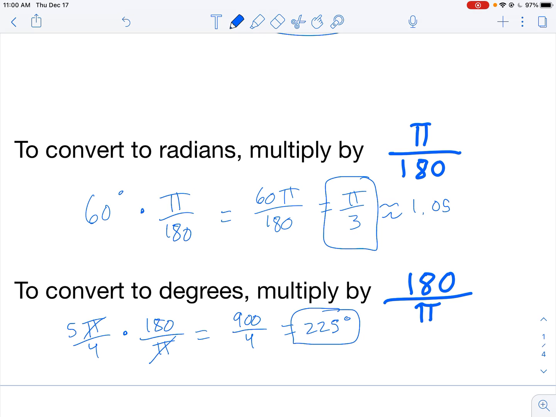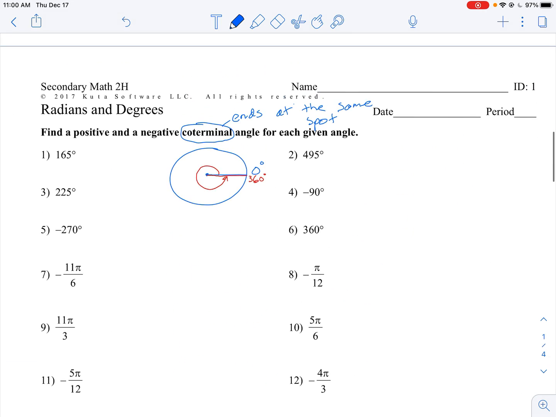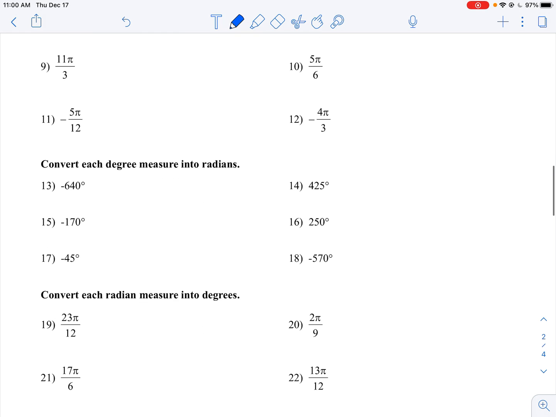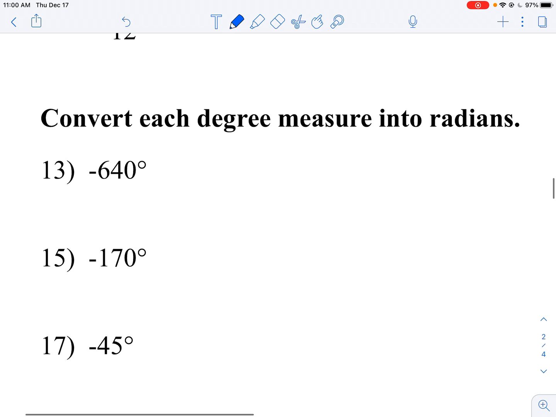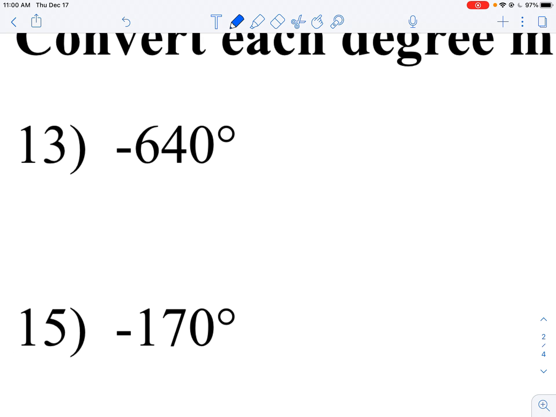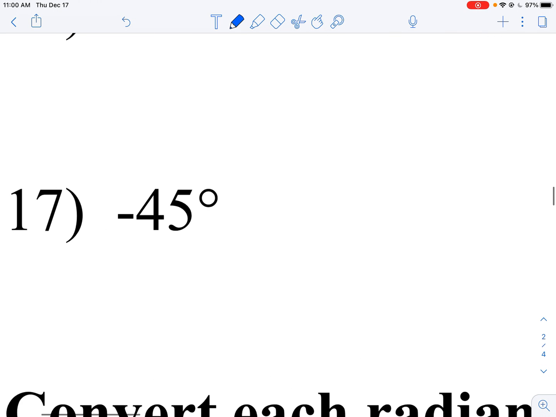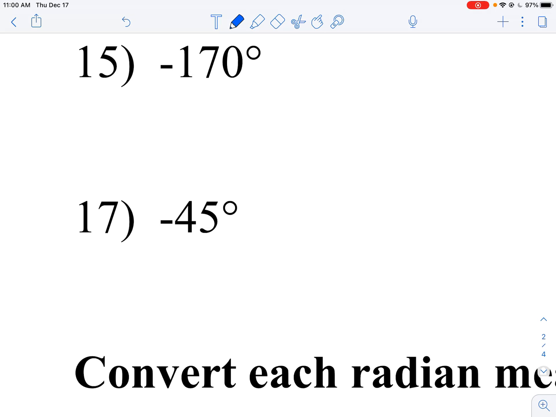So that's pretty much what the lesson is for this. There's one other thing we're going to be discussing, but we'll focus on this first. We're actually going to skip 1 through 12 for a moment and do some converting here, from degrees into radians. Let's start with a nicer number here, 45 degrees. And I want you to say to yourself, what would you multiply by to convert this to radians?